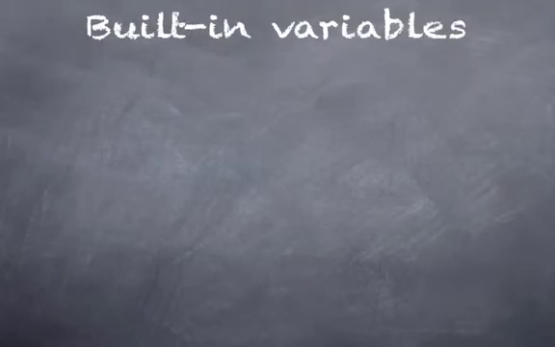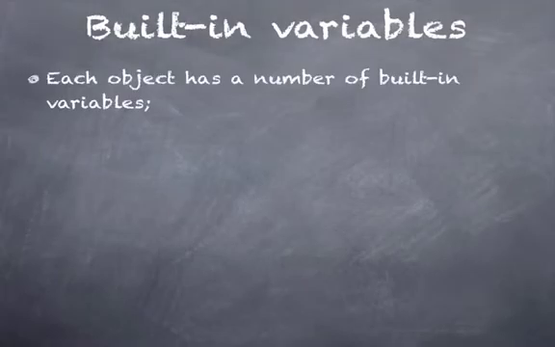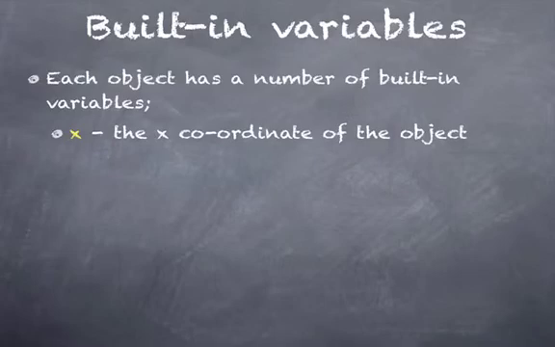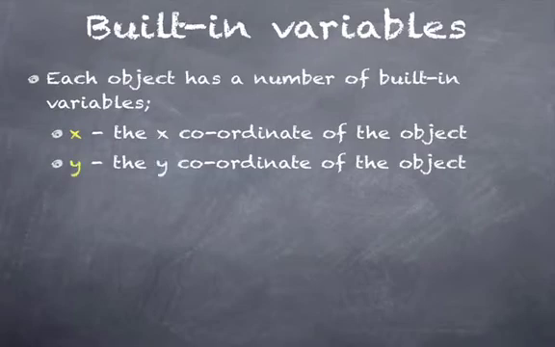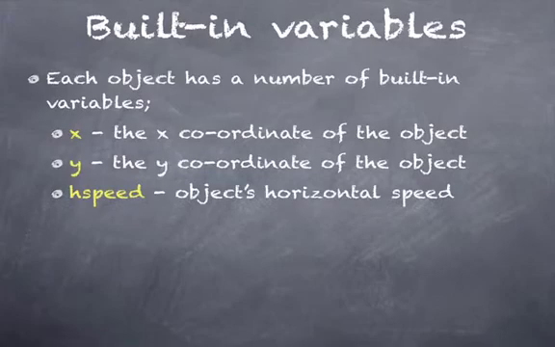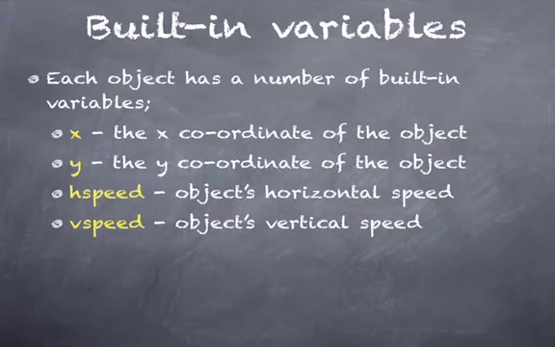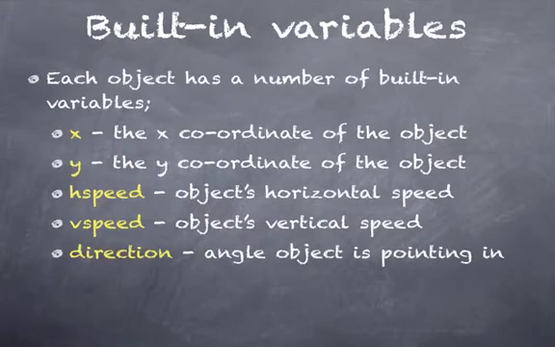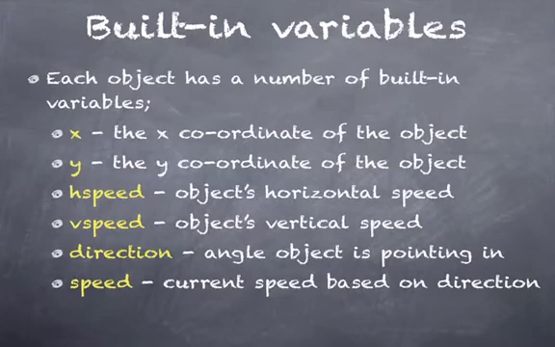If we look at some of the built-in variables that each object, each instance has, here are some. There's the variable called x, the x coordinate of the object. The variable called y, the y coordinate of the object. H speed, which is its horizontal speed. V speed, which is an object's vertical speed. Its direction, which is the angle the object is pointing in. And its speed, its current speed based on the direction. Those are some of the built-in variables that we can use and we can manipulate. So those are some of the key concepts in GameMaker.